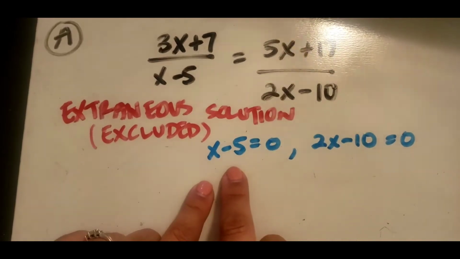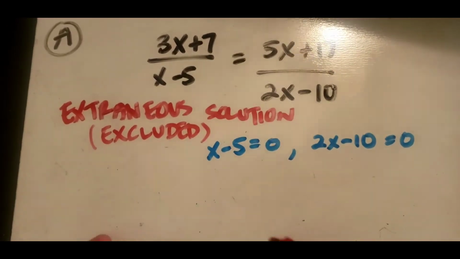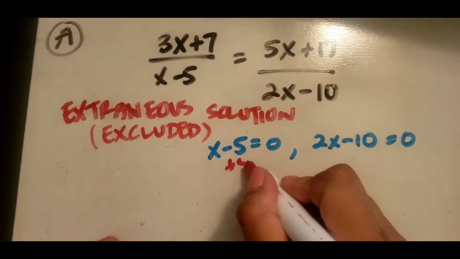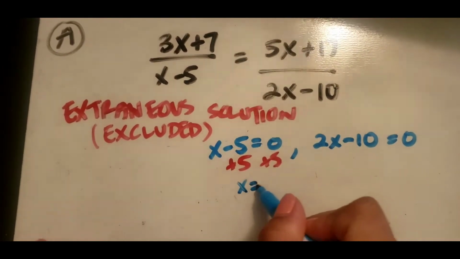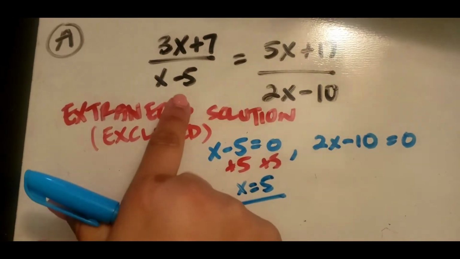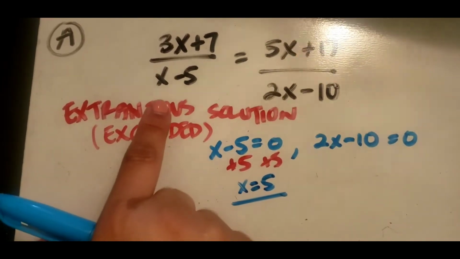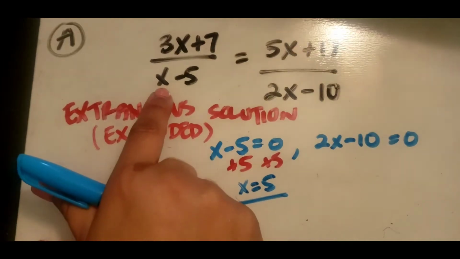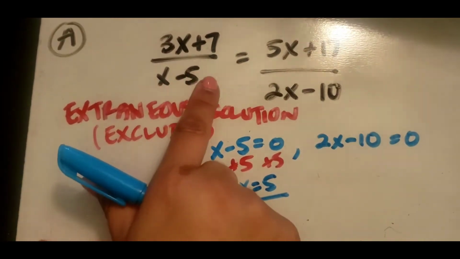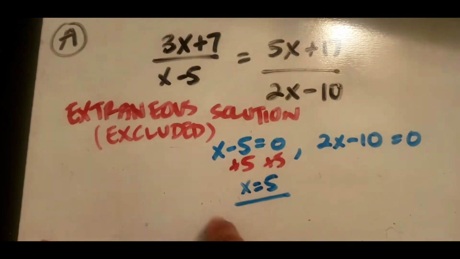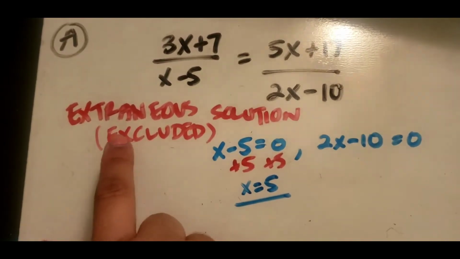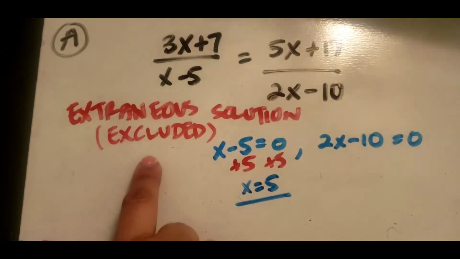So here we're just going to solve for x. We're going to add 5 to both sides, okay? And then we're going to end up with x equals 5. So for the first one, x can never be 5, which makes sense because if x was 5, then we would have 5 minus 5, which equals 0, okay? So if we somehow end up with a solution of 5, then it would be an extraneous solution, which means we don't include it, okay? So it would be excluded.